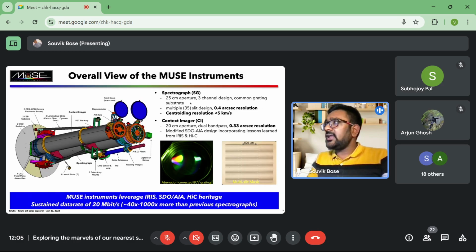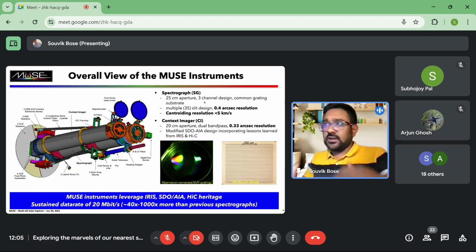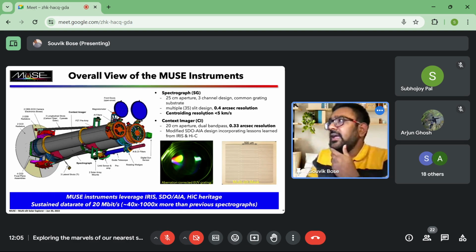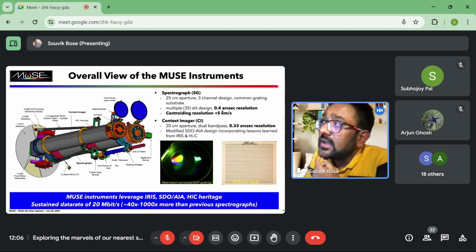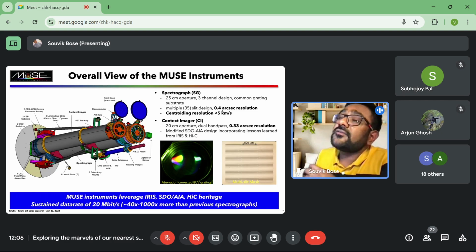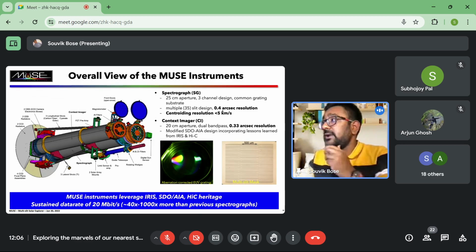I'm not going into that, but the spectrograph telescope has an aperture of about 25 centimeters. It has three different channels completely in the corona, and it can achieve a resolution of 0.4 arc seconds. That would mean a resolution of about 250 kilometers in the corona, and that is like IRIS but for the corona. And that is a revolution, because none of the instruments till today have achieved this sort of resolution in terms of spectroscopic capabilities, mind you.